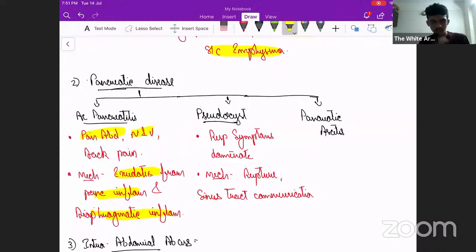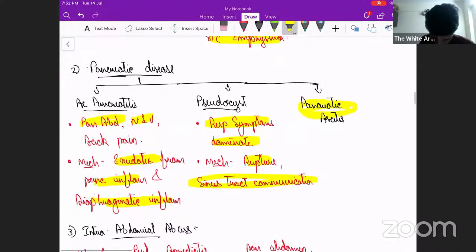Because diaphragmatic pleura will be right over there. In a pseudocyst, respiratory symptoms dominate. The abdominal symptoms wane off because all the secretion inside the cyst will go off into the mediastinum, because there will be a sinus tract communication between this pseudocyst and the mediastinum. One more is it can be because of rupture into the pleura. And pancreatic ascites is acute pancreatitis leading to ascites that will go into the pleura.